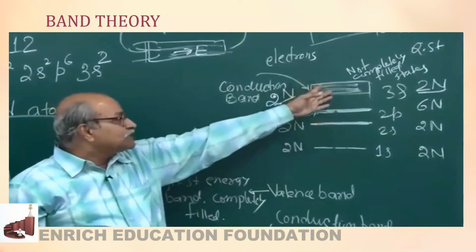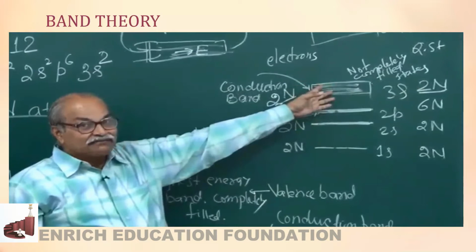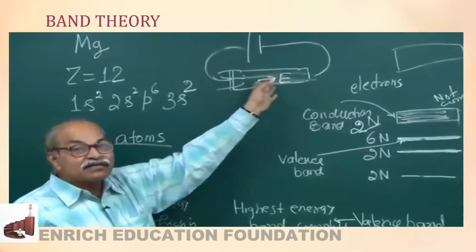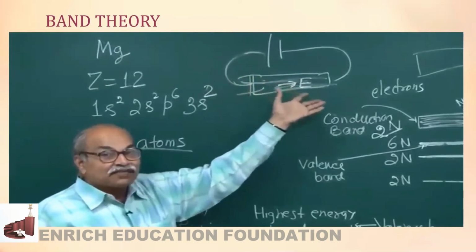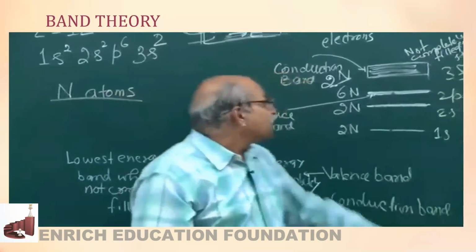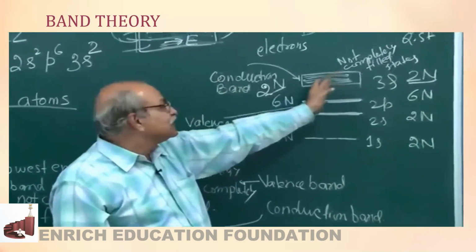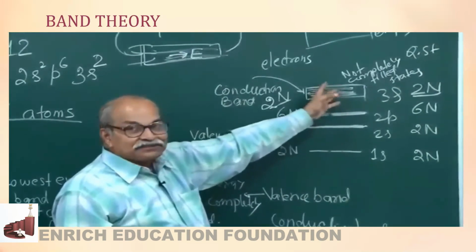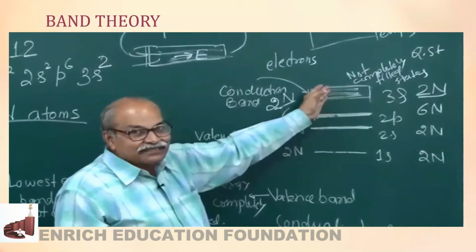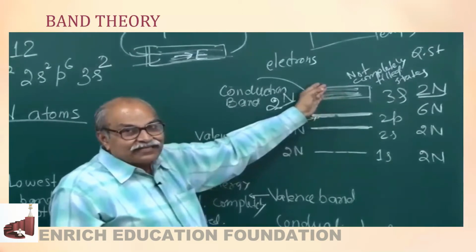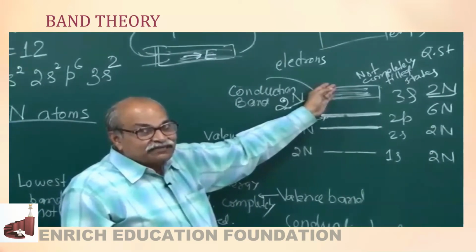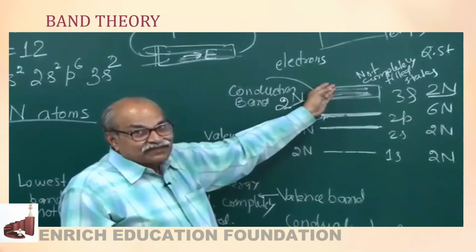Now if this is also completely filled, what do you expect? If I take a magnesium ribbon and connect the ends to a battery, trying to pass a current, what will happen? The electric field will interact with electrons and try to give some energy, and this band is completely filled. So you may think that these electrons will not accept kinetic energy from the electric field, and so it should be an insulator, but it is not. Magnesium is a very good conductor.